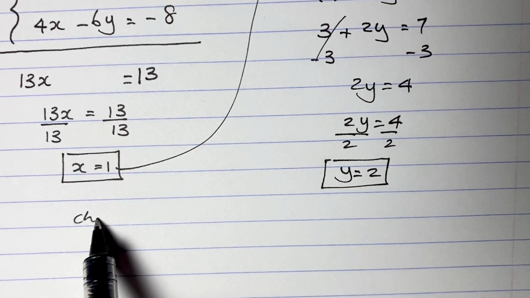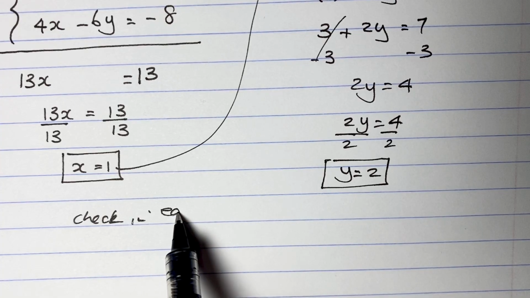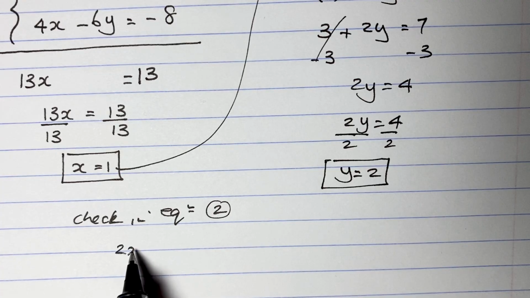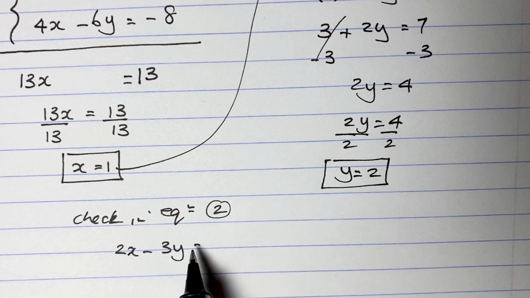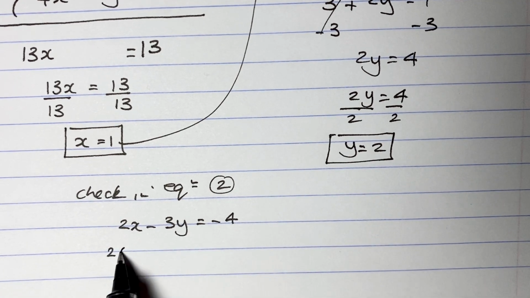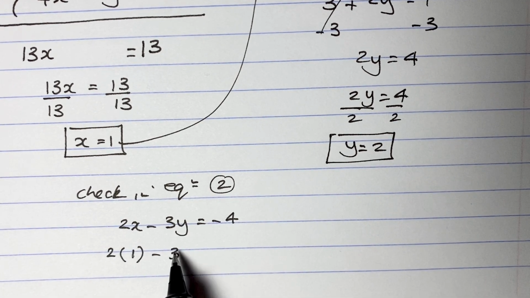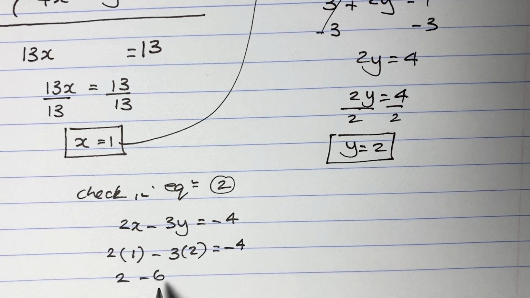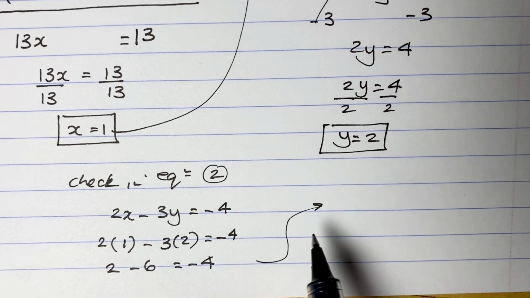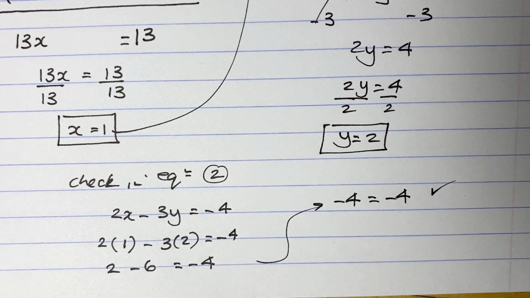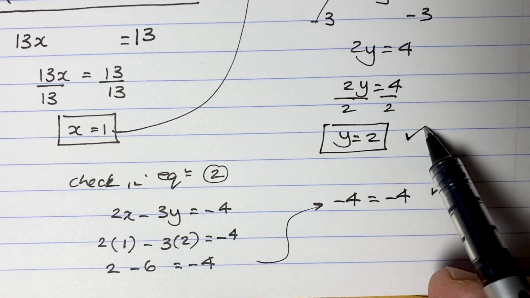Now, let's check in the equation that you did not use for substitution. So check in equation 2. Write equation 2 down, which was 2x minus 3y equals minus 4. x is 1, y is 2. 2 minus 6 equals minus 4. Yes, 2 minus 6 is negative 4 and equals negative 4, so that means our answers were correct.